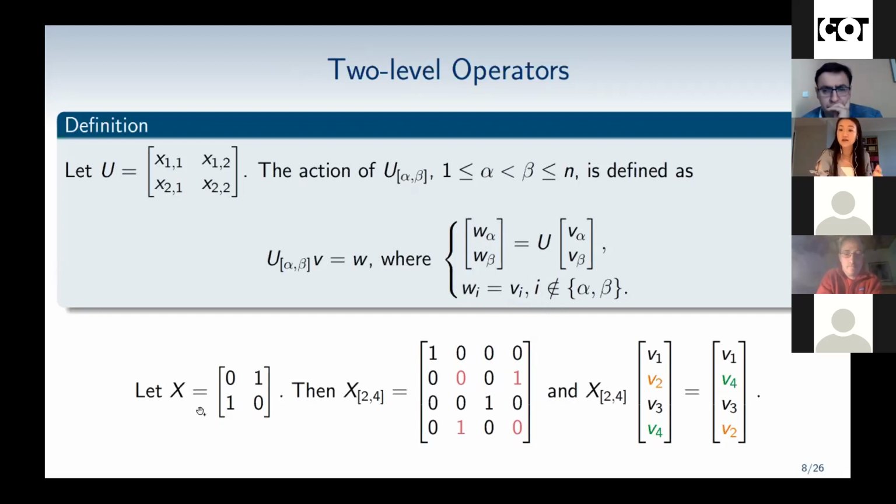For example, let's say we have a NOT gate. And if we're defining X 1,4 in the context of a 4x4 identity matrix, then we are just embedding this matrix into the corresponding position so that when it is acting on a 4-element vector, it will just swap the first and the fourth element, but it will not touch the second and third elements. So you can see that our 2-level operators act locally on a vector.